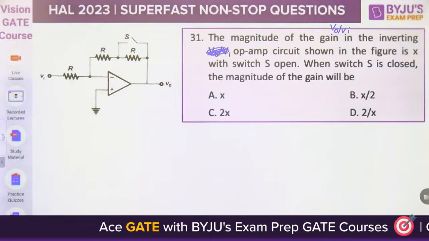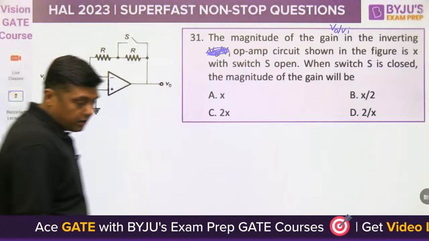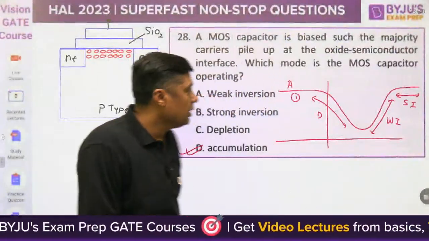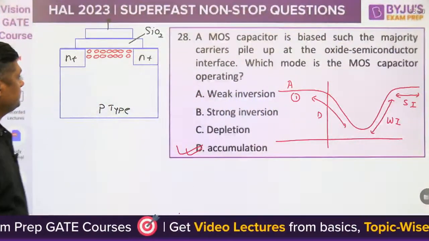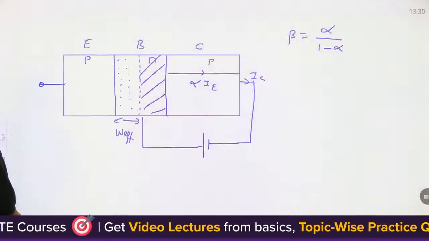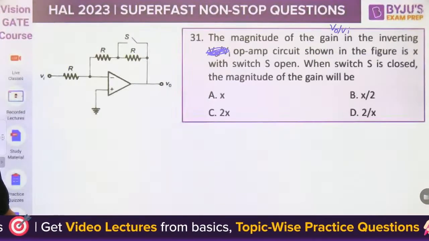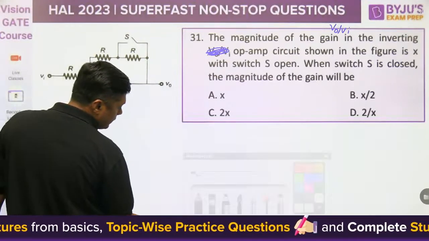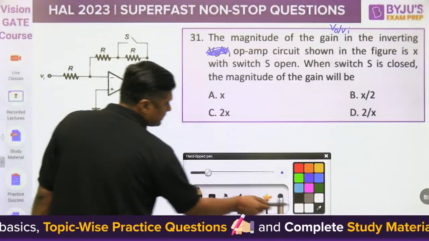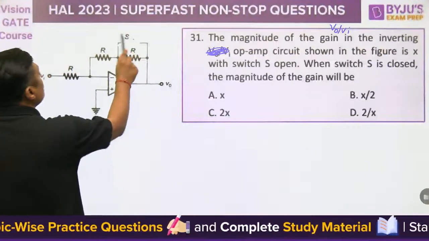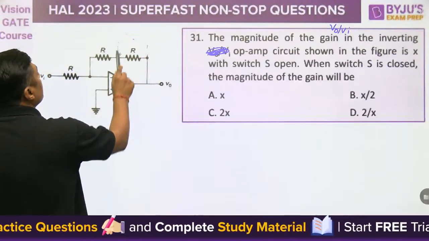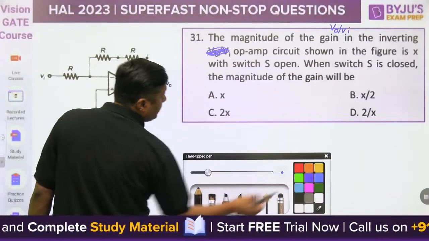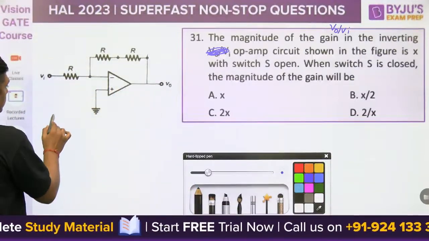One student has given B. Yes, Manoj Kumar, you have given the answer B. All other students try to give me the answer. Now, when the switch is open, watch it, there is no switch. So what is the gain for an inverting operational amplifier? It is asked about the magnitude.